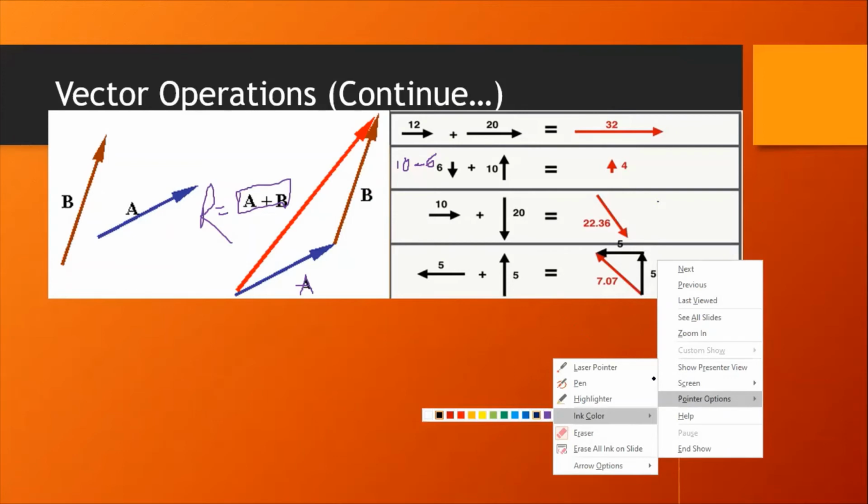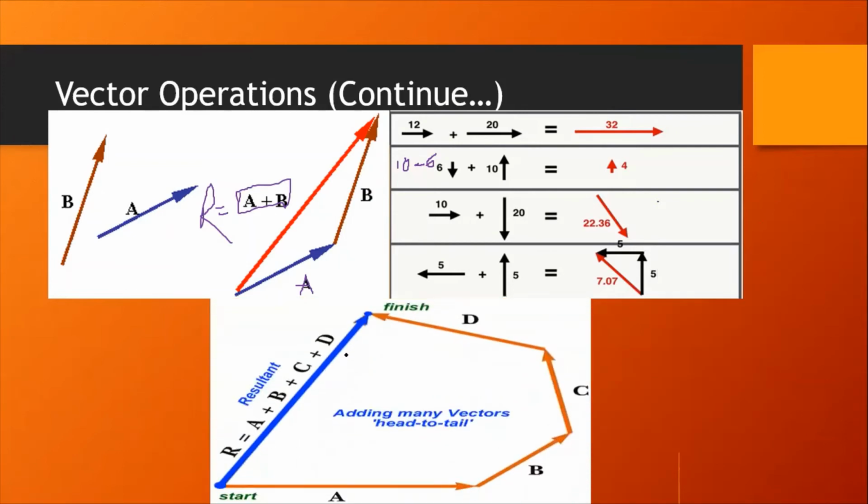Now this one starts from here. This is vector A, and you can see this is vector A. Then there is a head of vector B. This is the tail of vector B, and this is the head of vector B. Then there is a tail of vector C, and there is a head of vector C.